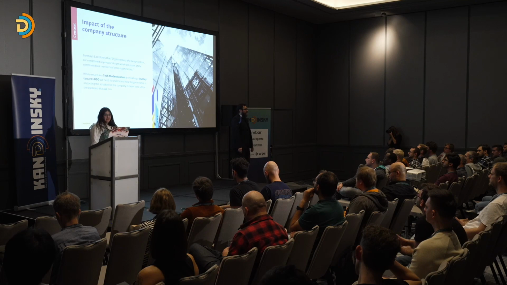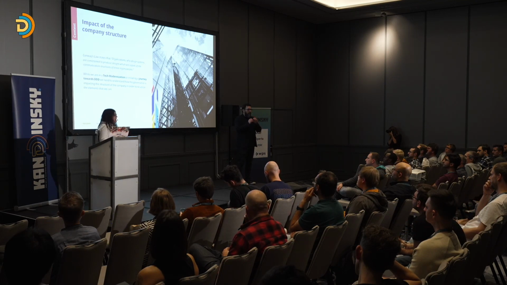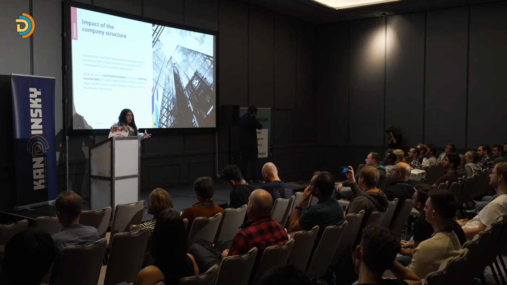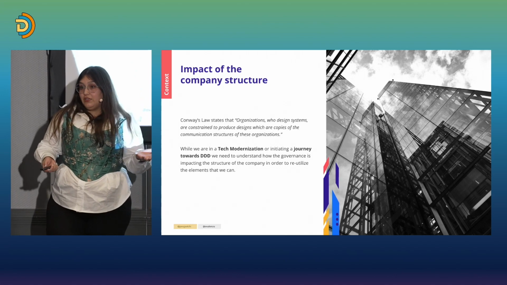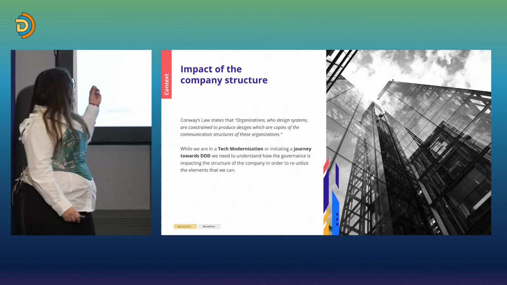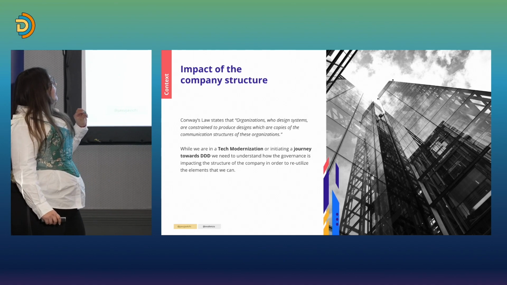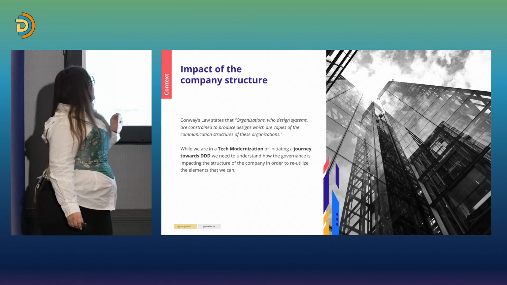So then there is the impact of the company structure. Because when we are designing and getting context at the beginning, we need to understand what this impact is. We can see Conway's law, which says organizations which design systems are constrained to produce designs which are copies of the communication structures of these organizations.